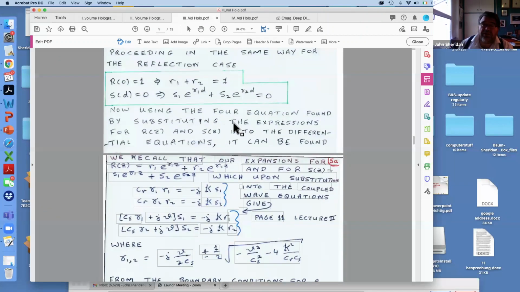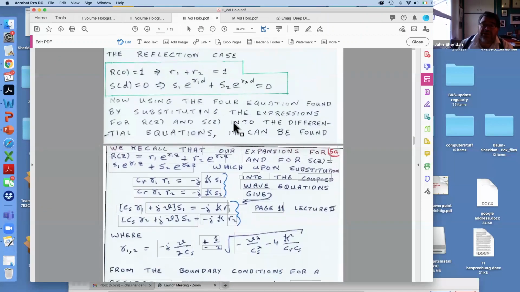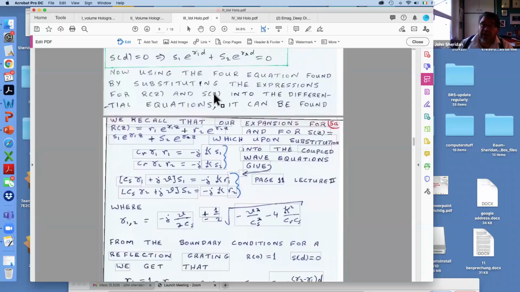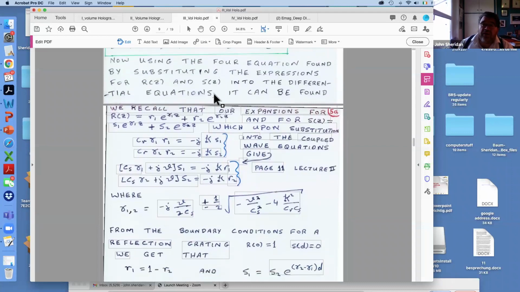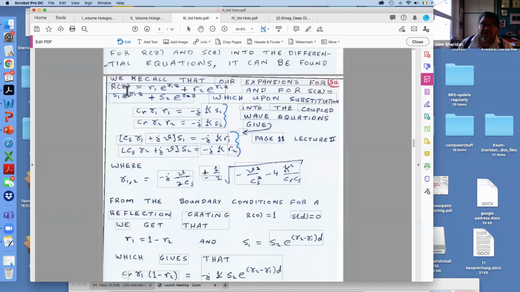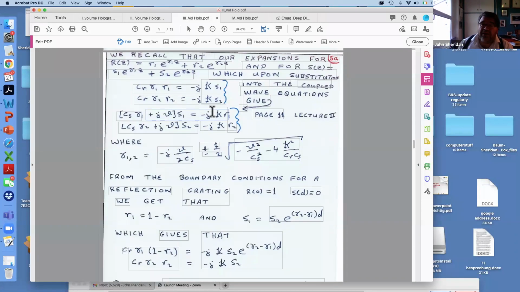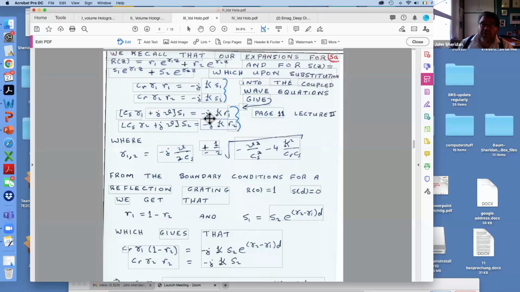So two simultaneous equations. Now applying the 4 equations found by substitution, the expressions for R and S into the differential equation, we've got 2 differential equations under this constraint. So we can use these to eliminate, for example, an R1 or an R2 or an S1 or an S2. And then we substitute that into our 2 coupled equations, and then we have 2 simultaneous equations. So we recall that our expansion for R of Z is that, and for S of Z is this. And we substitute in, and we get these formulas in our coupled equations. So here's R1, R2, S1, S2 into the coupled equations. And here we have the dephasing parameter, and we get S1, S2. So 4 equations. This is page 11, lecture 2.